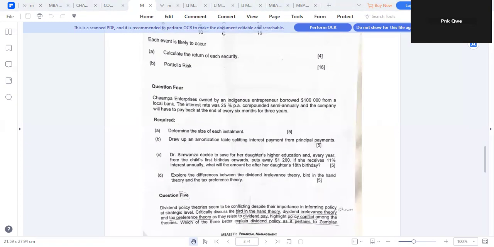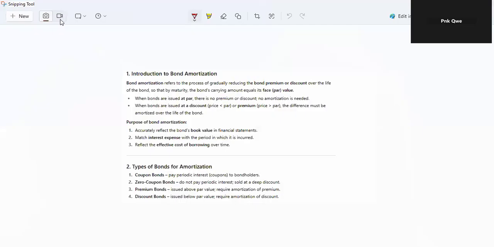So you can have a loan, be it at a bank, be it as a bond. So you need to set up a plan that you're going to use to liquidate that particular loan. So we call that loan amortization. So bonds are loans, so you can set up an amortization schedule for such. So bond amortization basically refers to the process of gradually reducing what? Your bond premium or discount over the life of the bond.